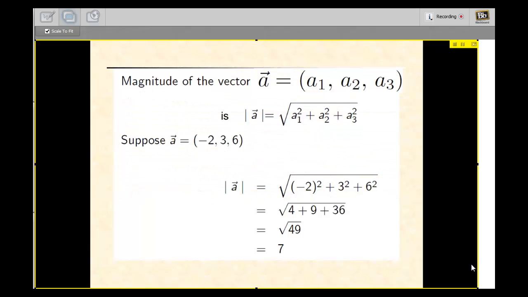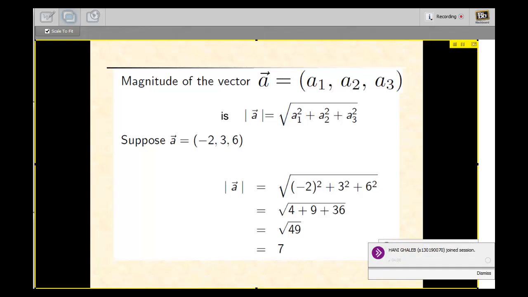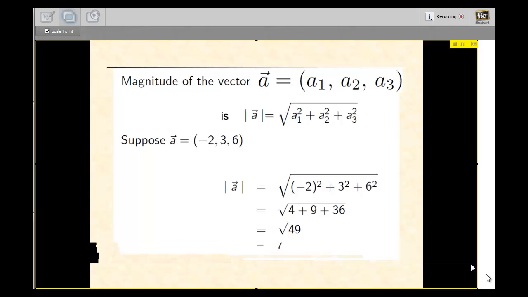Suppose a vector is given as -2, 3, 6, and you have to find the magnitude of this vector. Magnitude means the length of the vector. So we will take the square root of the sum of the squares of each element. That will be equal to 4 plus 9 plus 36, which is 49. The square root of 49 is 7, so 7 is the magnitude of this vector.